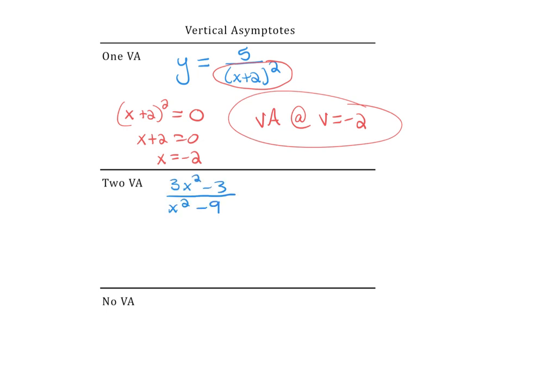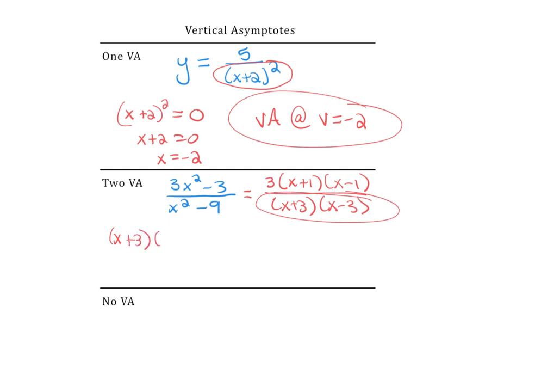Now let's look at when we can have more than one vertical asymptote. I always like to factor, just to double check here. We could take a 3 out, and then we'll have x^2 - 1, which factors to (x + 1)(x - 1). And the denominator is (x + 3)(x - 3). Nothing cancels, so we can just take our denominator and set that equal to 0. That means we will have two vertical asymptotes at x = 3 and x = -3.